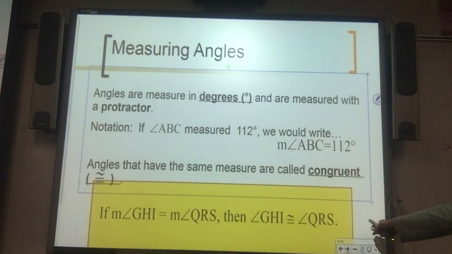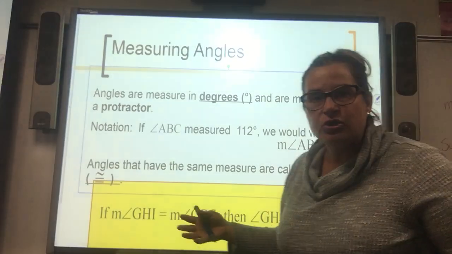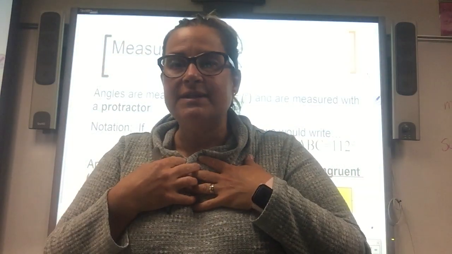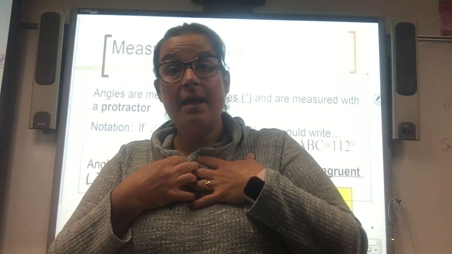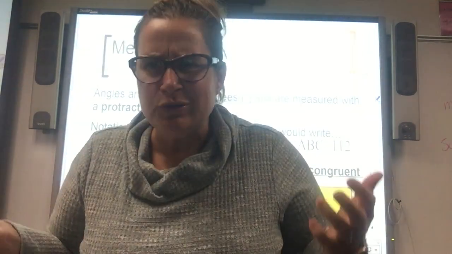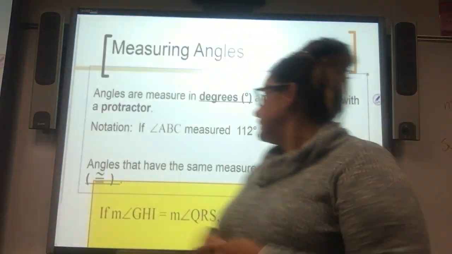All right, so when we're taking a look at this, angles are measured in degrees. With a protractor, we are not measuring anything with protractors. If I make a mistake and accidentally assign something where it says, hey, measure this angle with a protractor, don't do it. I made a mistake. We're not doing that, okay?